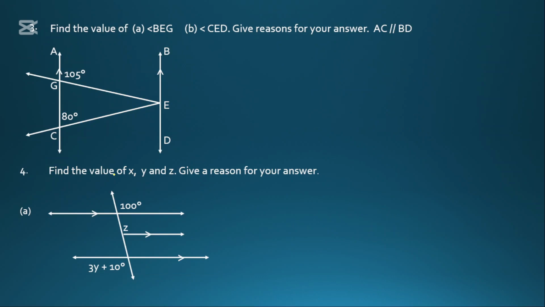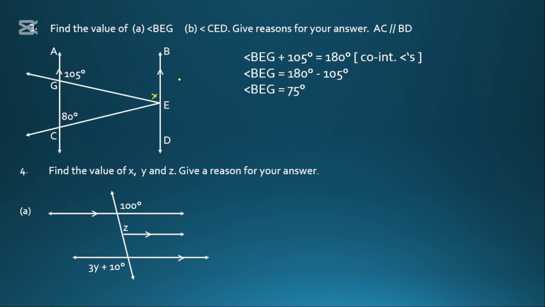Find the value of BEG. Vertex B, so it's this angle here. Right, 105 degrees and BEG, do they form a pair? Yes, they form a pair of co-interior angles, and we know co-interior angles are equal to 180 degrees. Angle BEG plus 105 is 180, co-interior angles. Subtract, and BEG is 75 degrees.